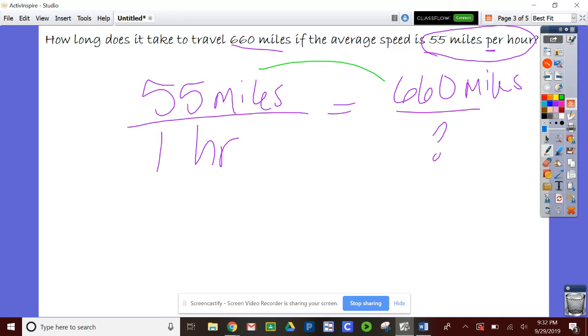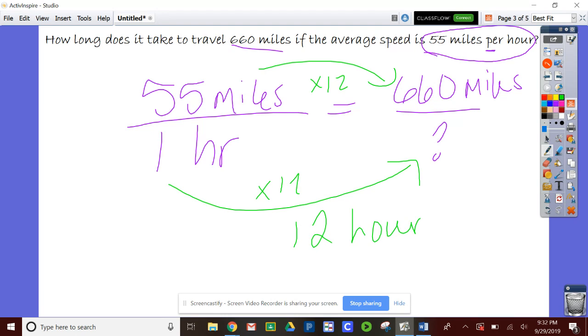So you have to figure out how to get from 55 to 660. And it is times 12. What you do to the top, you do to the bottom. And 1 times 12 is 12. So it would take 12 hours.